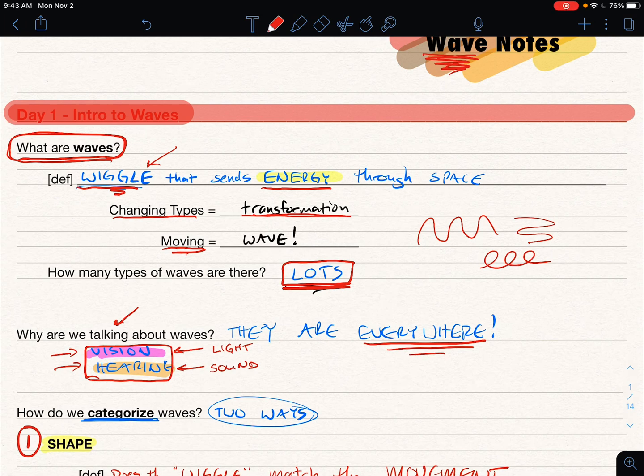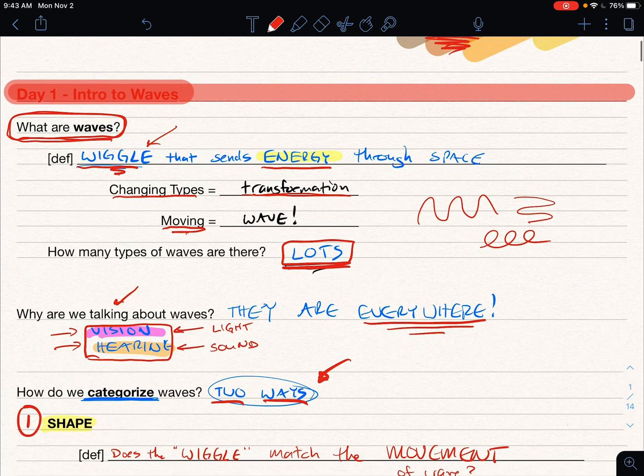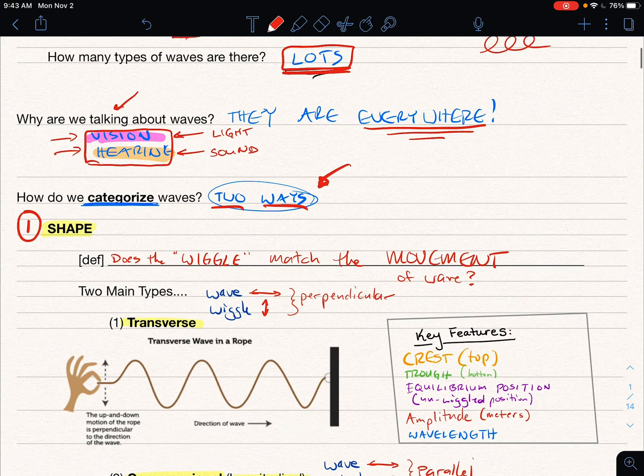So there are two ways that we're going to go about categorizing waves. When we say it's this type of wave or that type of wave, the first way that we're going to categorize this is by the shape that the wave makes. And what I mean by this is, does the direction of the wiggle, the direction that the particle's moving back and forth, match the direction that the wave is actually moving? And so the first type of wave shape is known as a transverse wave.